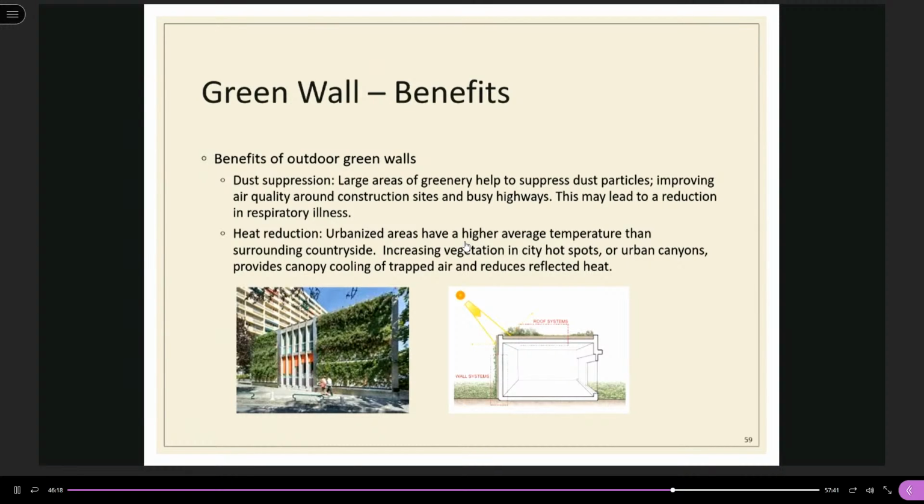Heat reduction. Urbanized areas have higher average temperature than the surrounding countryside, so increasing vegetation in city hotspots or urban canyons provides canopy cooling of trapped air and reduces reflected heat.